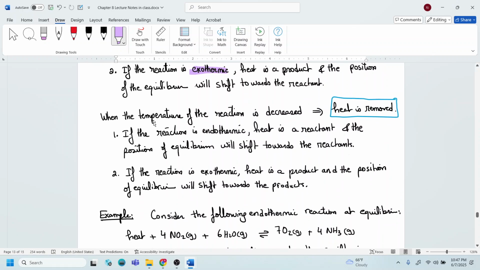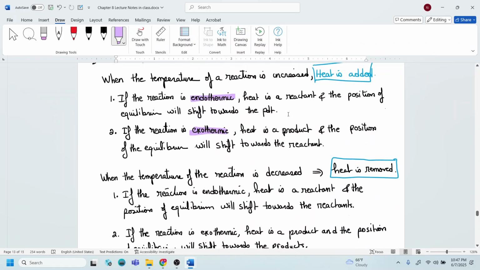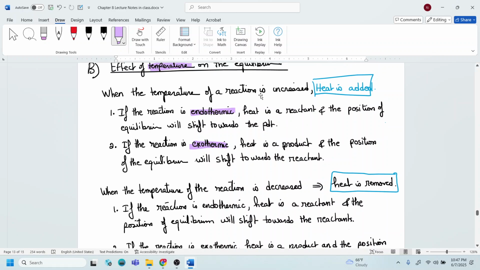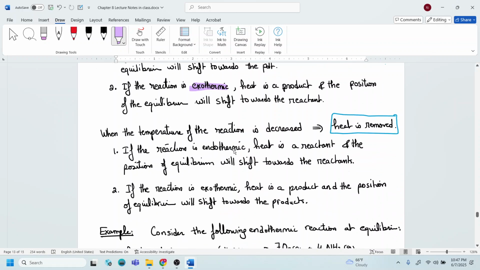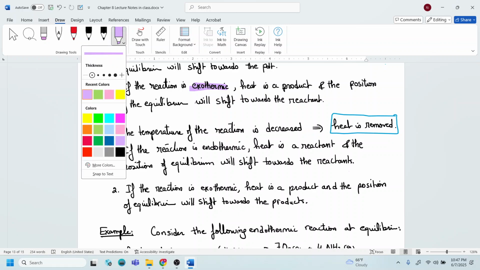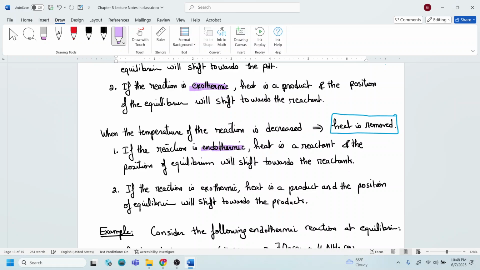On the other hand, when the temperature of the reaction is decreased, this is what it means, because in the given, it's going to tell you, are we increasing the temperature, or are we decreasing the temperature? So increasing the temperature means that I am adding heat. Decreasing the temperature means that I am removing the heat. So removing the heat, you want to know what type of reaction you are working with. Is it an endothermic reaction or is it an exothermic reaction?